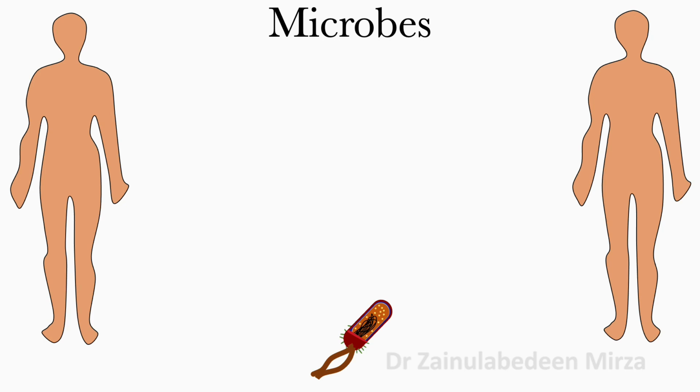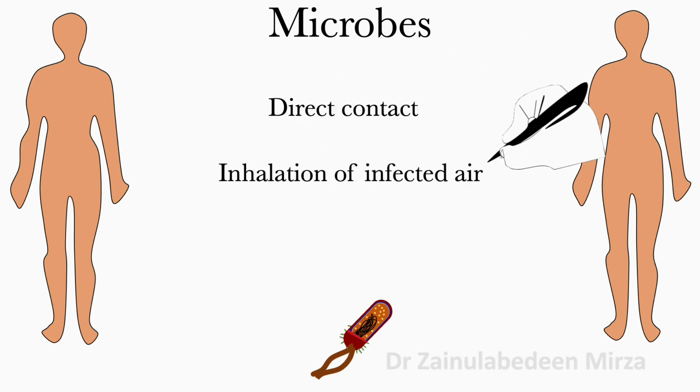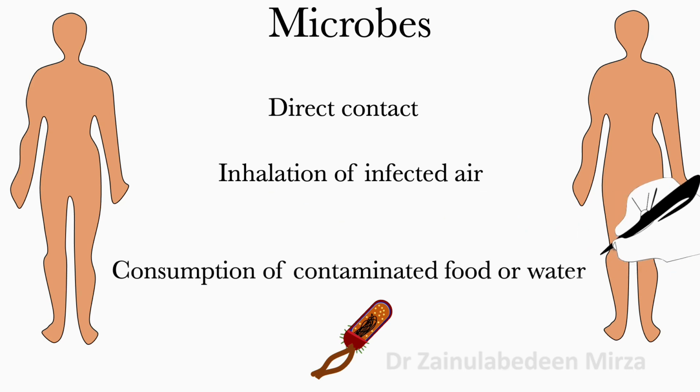Microbes can be transmitted from person to person in many ways, including direct contact, inhalation of infected air, and consumption of contaminated food or water. Many microbes do not cause diseases. Many bacteria live on the skin surface without causing disease.